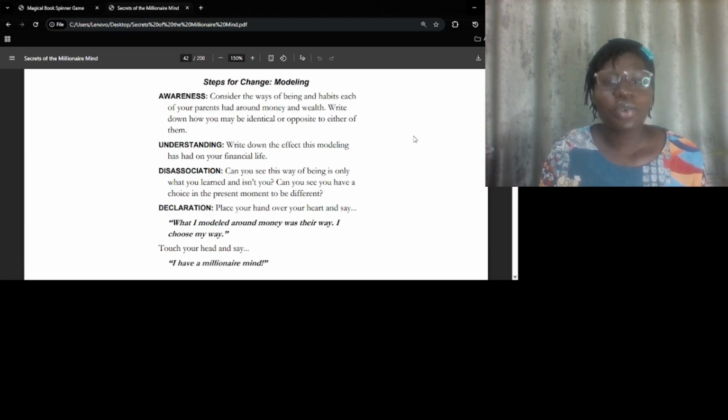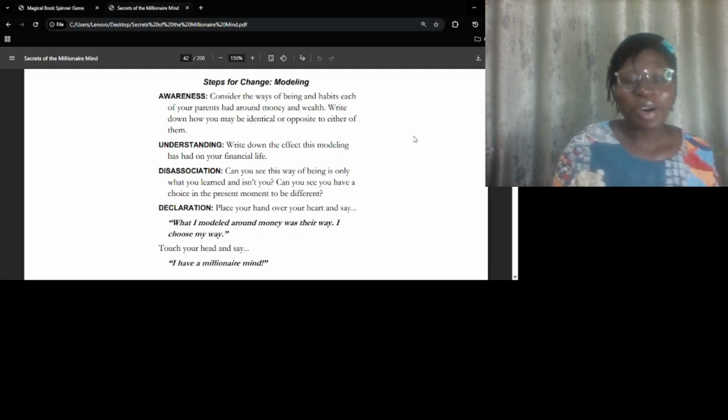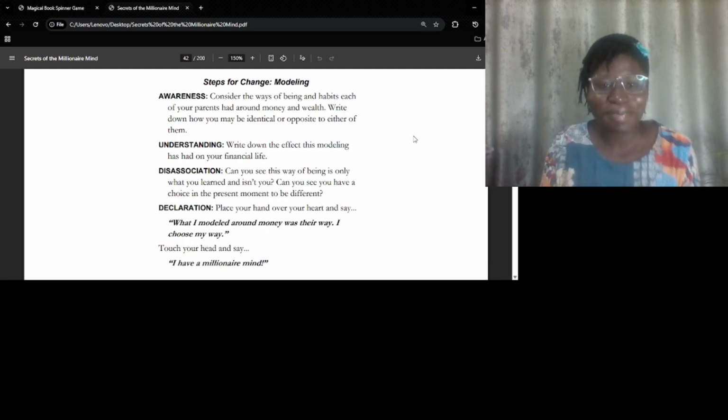Awareness. Consider the ways of being and habits each of your parents had around money and wealth. Write down how you may be identical or opposite to either of them. This is really so in line with what we just saw and spoke about on the previous page. I don't know what you guys think. Please, in the comment section, let's meet there.